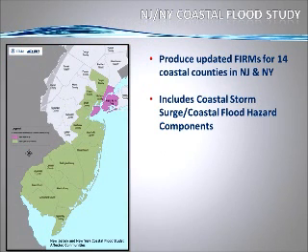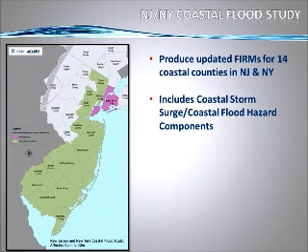So, what's happened? They have produced updated FIRMs for 14 coastal counties in New Jersey and New York. This is a huge area for this type of study. They've done very in-depth analysis for this entire geographic region. And as I said before, it includes the coastal storm surge analysis for the entire geographic area based on highly detailed elevation information and coastal flood hazard components.